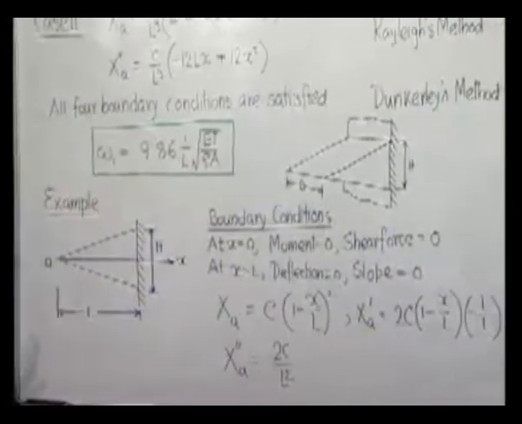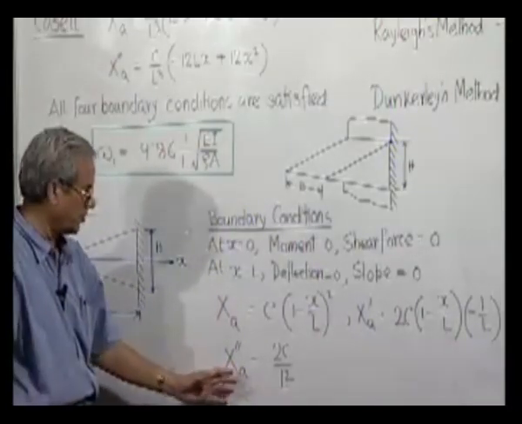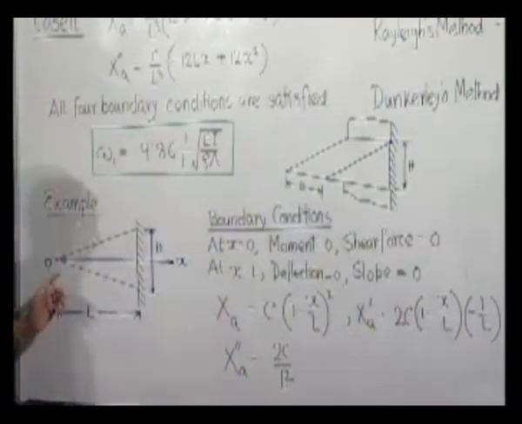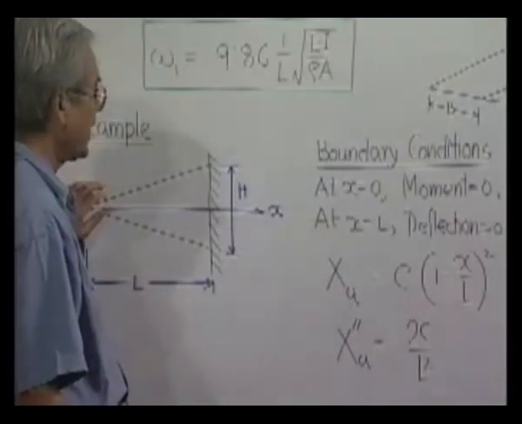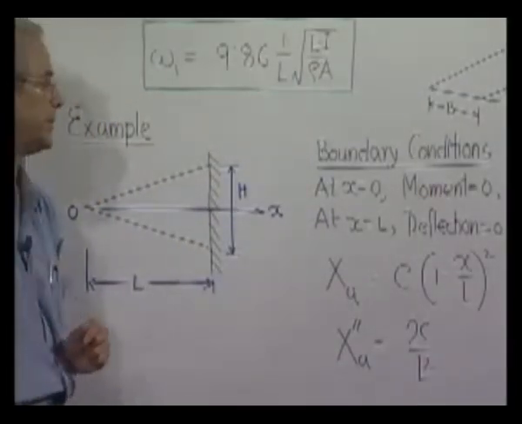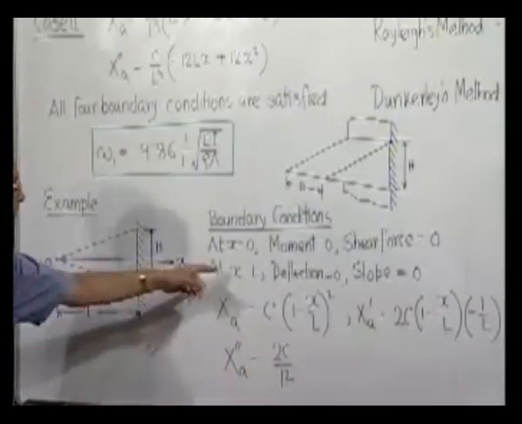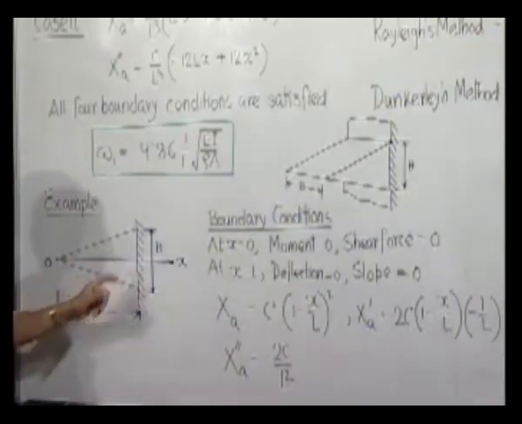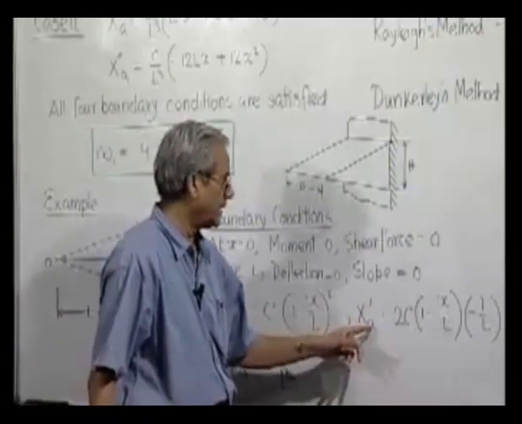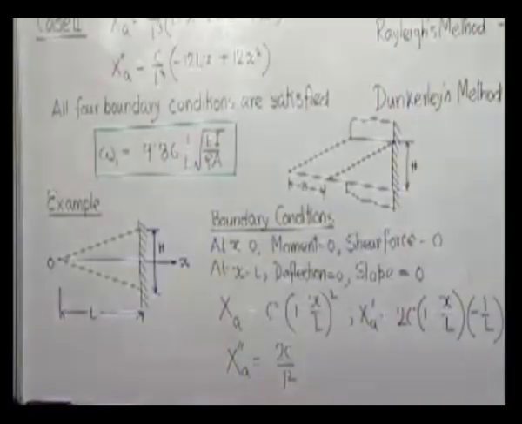Secondly, shear force. Shear force will be given by the third derivative, which is 0 here. Of course, even otherwise it would have been 0 because the area is 0. So both the boundary conditions at this end are being satisfied. Let us go to x is equal to L. What happened? Deflection is 0. So we find from this expression that deflection is 0. Similarly, the slope dXA dx is also 0 at x is equal to L. So therefore, all four boundary conditions are being satisfied.